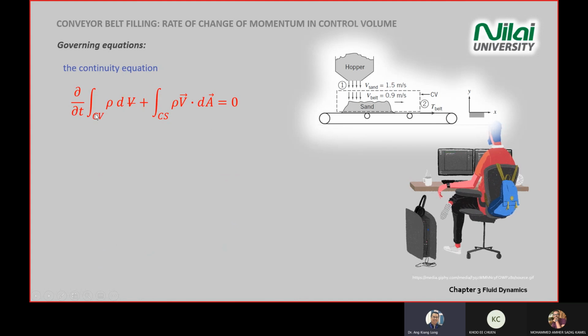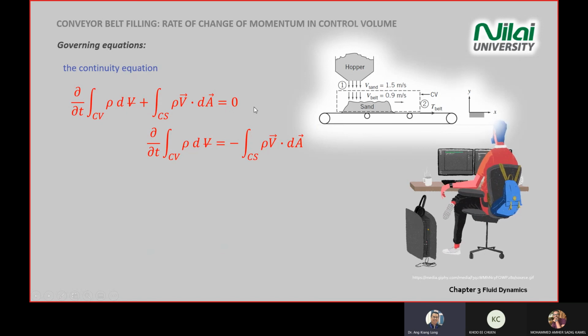So for the continuity equation, again, we have the control volume and control surface terms. Rho dv plus rho v dot dA equals 0, because of the continuity principle. We move the control surface term to the right and get a negative sign. You know that rho dv is a mass, so del of mass divided by del t is what we want to substitute in the momentum equation. We know that del mass over del t equals negative integration of rho v dot dA. This is from the continuity equation.